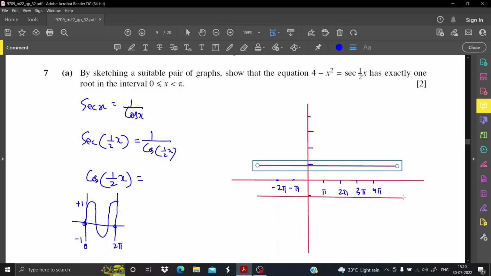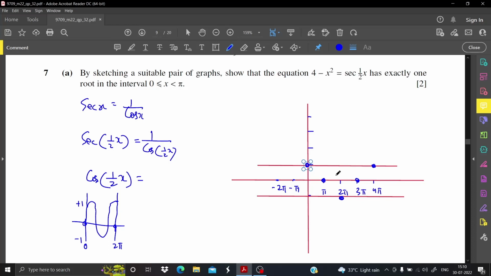Drawing 4 minus x squared is not a hard job. It's easy, as you all know. It's a parabola, opened downward, shifted 4 units up. Coming back to the sketch of the cos, it takes the maximum at 0 and 4 pi, and 0 at pi and 3 pi. Actually, cos is 0 at odd multiples of pi by 2: pi by 2, 3 pi by 2, minus pi by 2, minus 3 pi by 2.